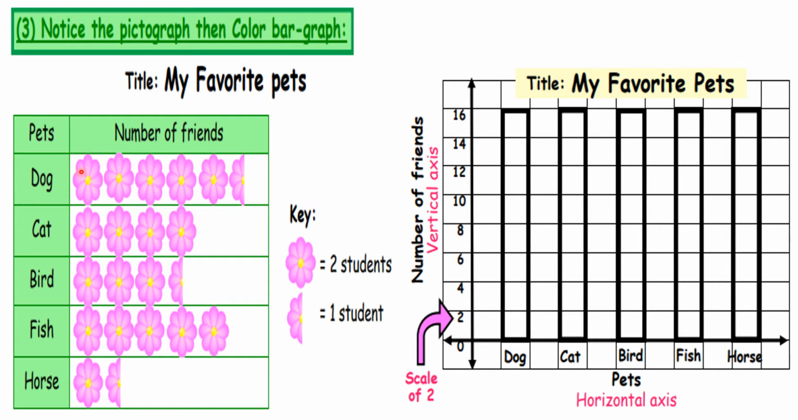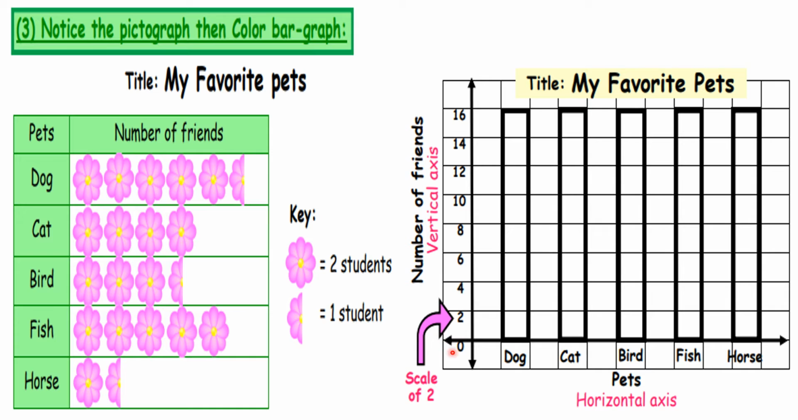So I have 2. It's like skip counting by 2. So I will count forward by 2: 2, 4, 6, 8, 10, and I have here a half flower that represents one student, so it's going to be 11. So I will color here the bars to reach the number 11.